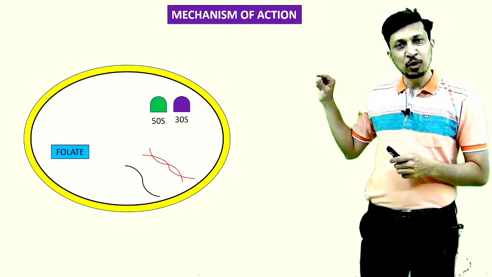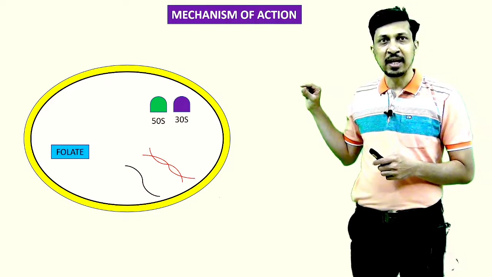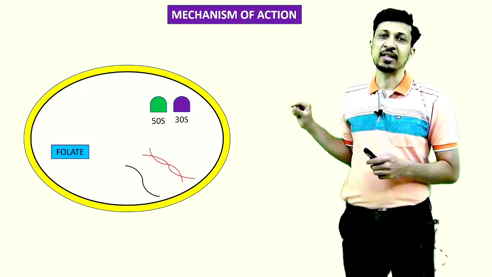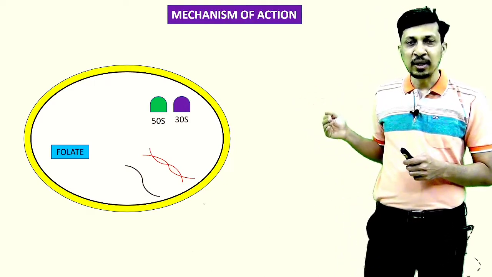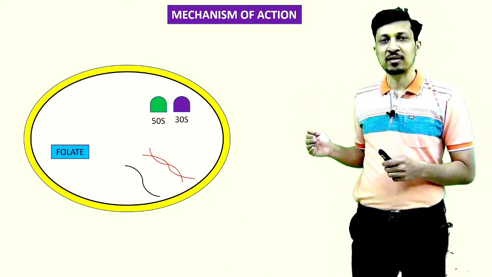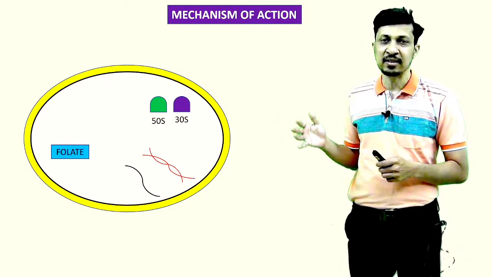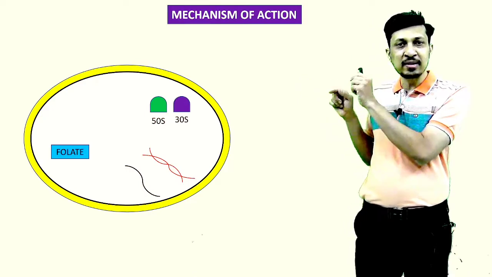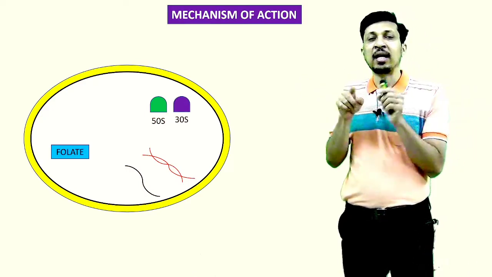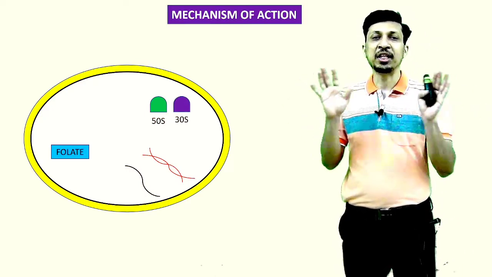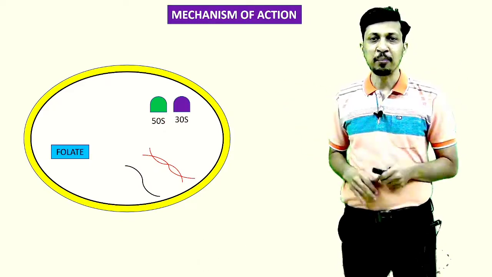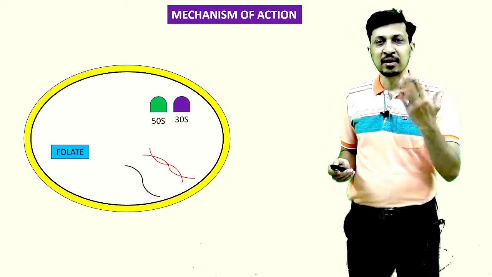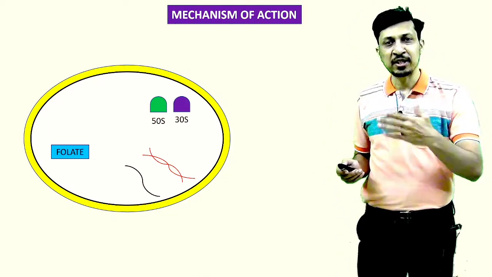Then there are two blocks written as 30S and 50S. They are the ribosomes where protein synthesis takes place. Below that you can see some thread-like structures. They are nothing but the nucleic acids, that is the RNA and the DNA. And in the box you can see written folate, and this represents the intermediate metabolism that is going on in the bacterial cell. So now we will see how the antibacterial drugs are classified on the basis of mechanism of action.